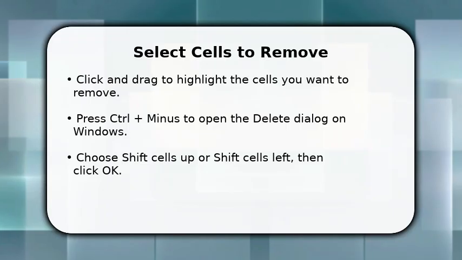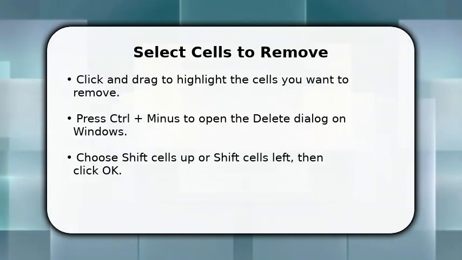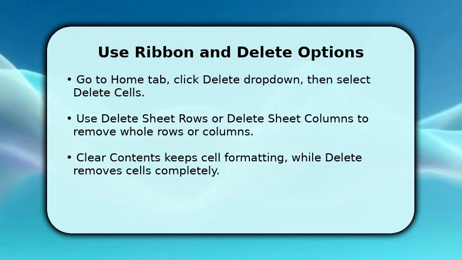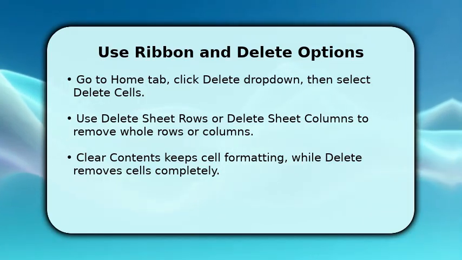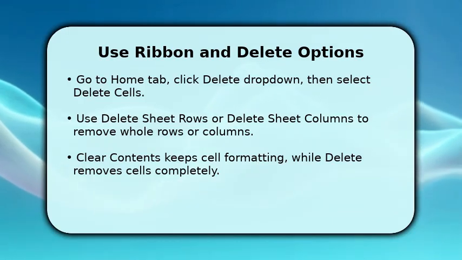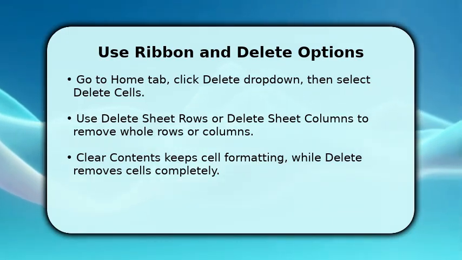Open the Home tab and locate the Delete dropdown on the Editing group. Click Delete and choose Delete Cells to open the same dialog box. To remove whole rows, choose Delete Sheet Rows from that drop-down menu. To remove whole columns, choose Delete Sheet Columns instead for a clean removal.